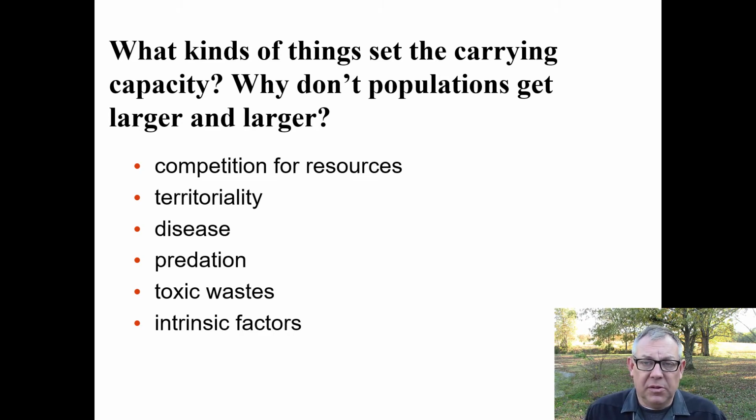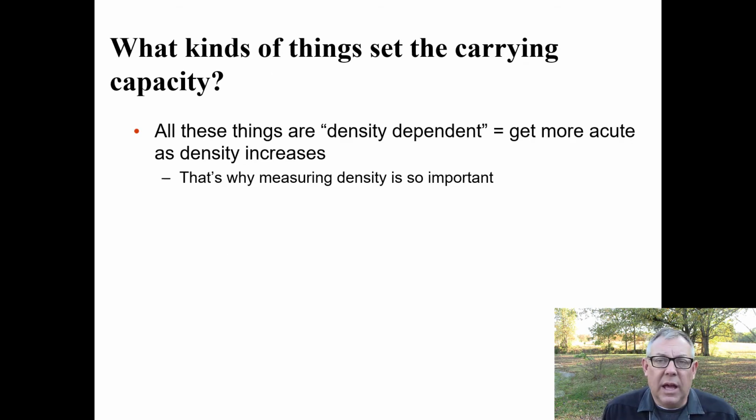Competition for resources goes up. Territoriality goes up. Disease has a bigger influence. Predation has a bigger influence. Toxic wastes build up. Intrinsic factors start to kick in. We'll talk about each of these in detail. But all of these things are what we call density-dependent factors. They get more acute as the density increases. And so that's why measuring density is so important.